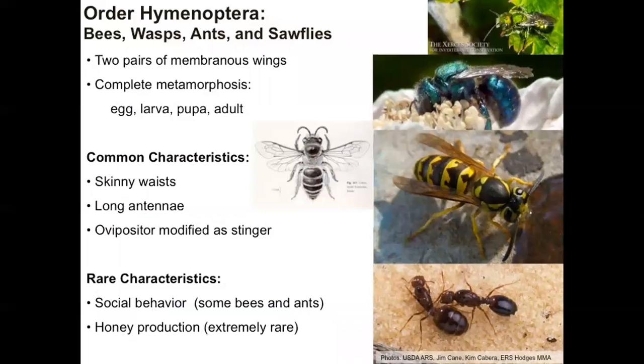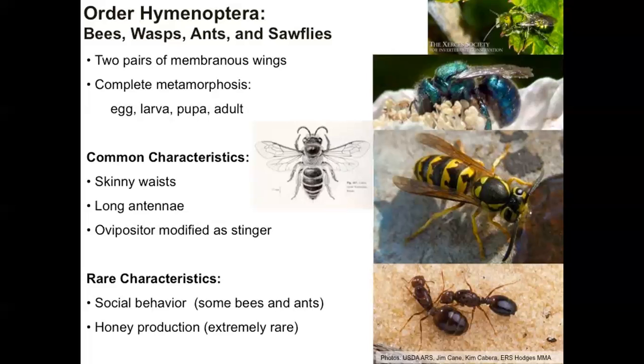We know that the order of bees, wasps, ants, and sawflies is called Hymenoptera, or if you don't, you just found that out. The key characteristics of all Hymenoptera are two pairs of membranous wings that are connected by tiny little hooks, which are really hard to see if the bee or wasp has them folded on top of one another. So if they're resting on a flower, it's going to be hard to tell whether they have two pairs of wings or one pair of wings.